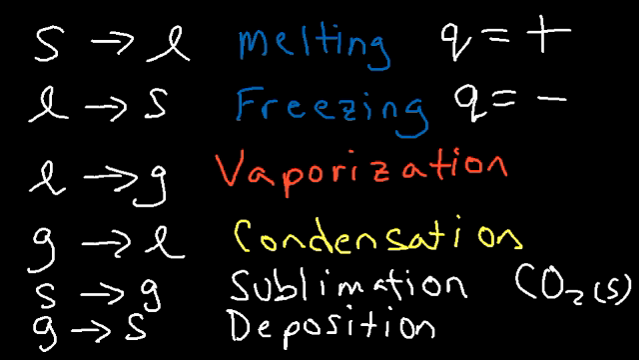Vaporization, if you want to boil liquid water into steam, you have to heat it up. So vaporization is positive, and condensation, which is the reverse of that, is negative. Sublimation, going from a solid to a gas, heat has to be absorbed, so that's endothermic. And deposition, Q is negative because it's the reverse, and that's exothermic.